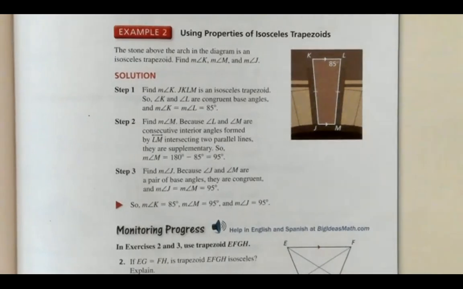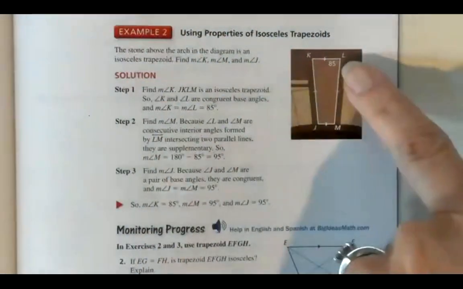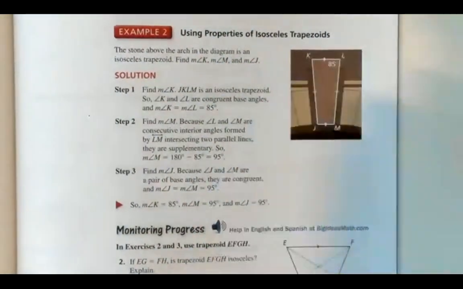So if it's an isosceles trapezoid, what would the measure of angle K be? First of all, where are my bases? KL is a base, right? And JM is a base. Yes? So that means that LM here is a leg, and KJ is a leg. These are the legs, and these are the bases.